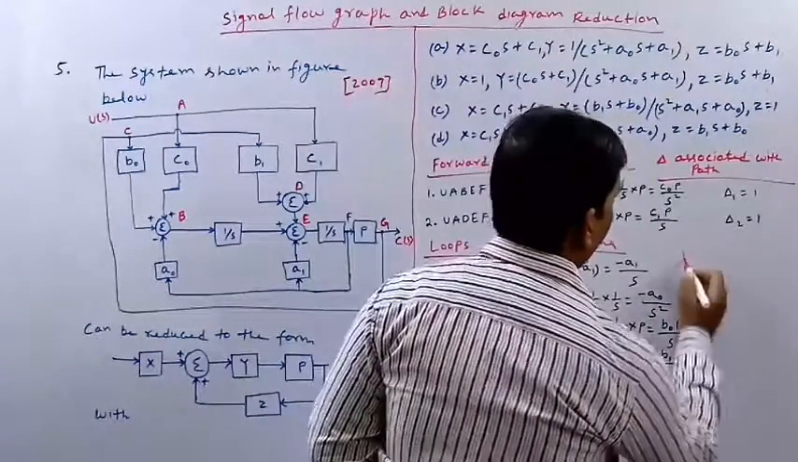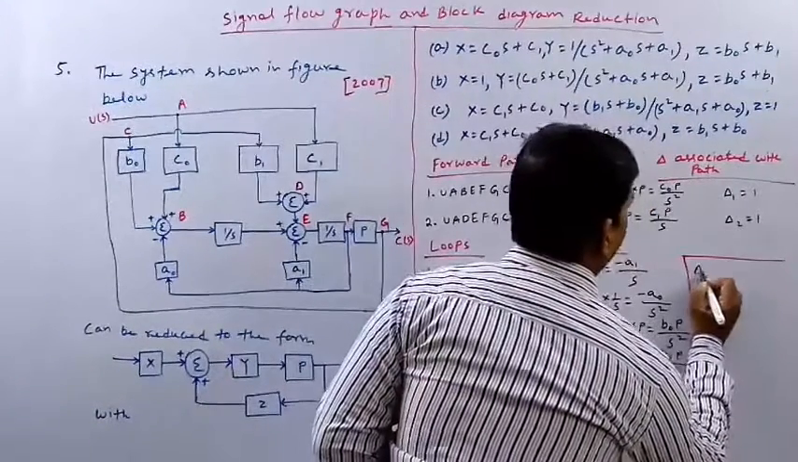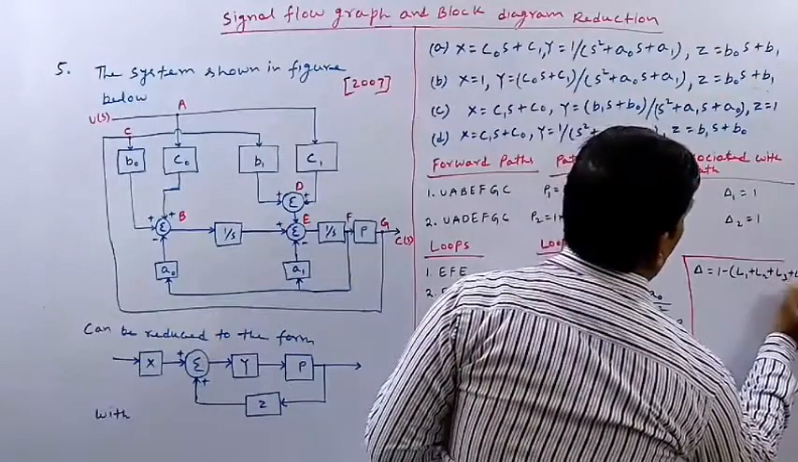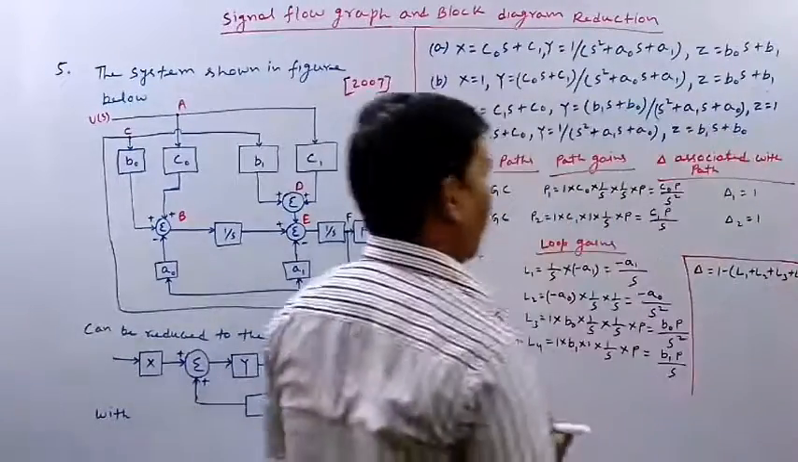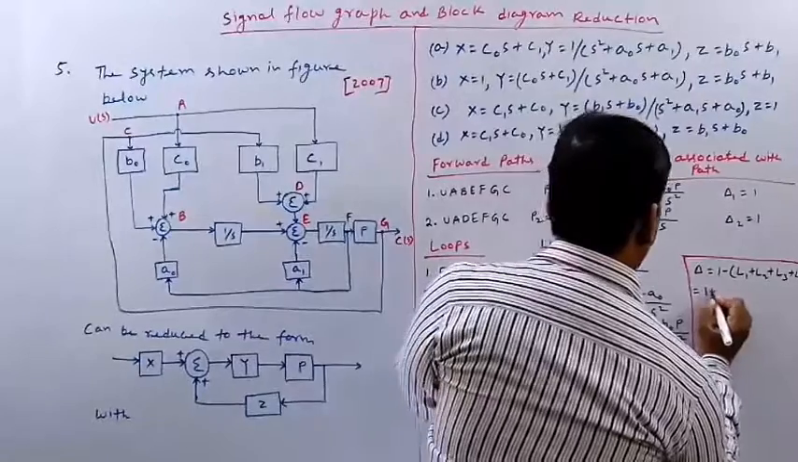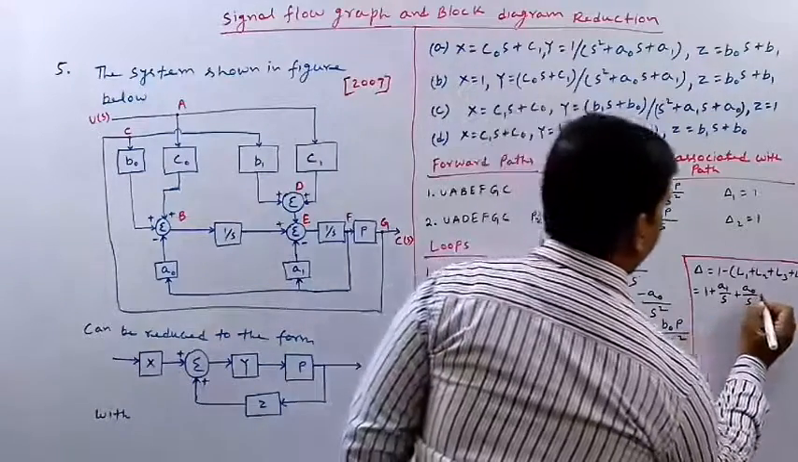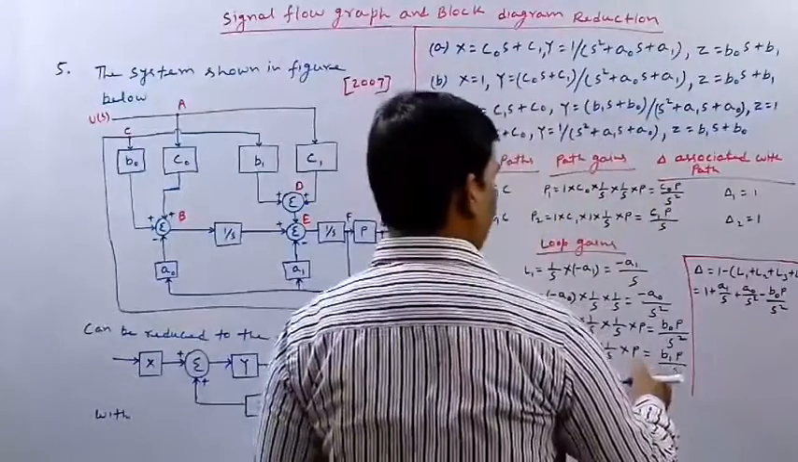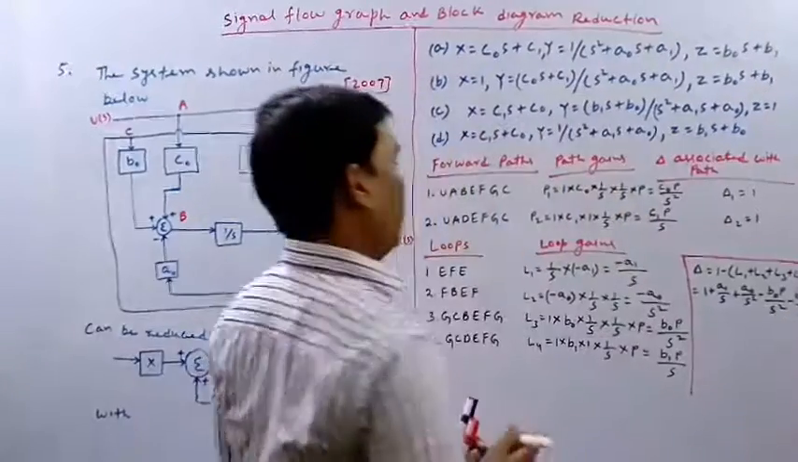So the delta will be 1 minus (L1 plus L2 plus L3 plus L4). I think it is clear to all of you. Now what will be delta? If we write L1, L2, L3, L4, it will be 1 plus A1 divided by S plus A0 divided by S square, minus B0 P divided by S square, minus B1 P divided by S. Okay, now we have calculated delta.